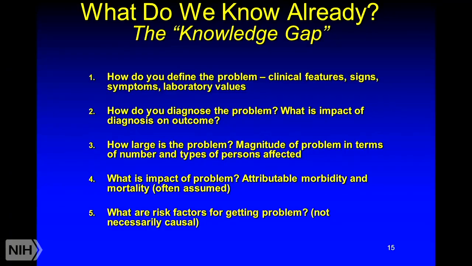So the next thing is, how big is the problem? Is this a really common problem so that the number of people affected is very high and would have a bigger public health impact, or is it something that's rare, but even if it's rare, has a huge impact on the people that actually have it? And that's the fourth question, looking at the impact in terms of attributable morbidity and mortality. And this is often assumed in terms of people will say, well, disease X is very prevalent, but if the more minor stages of that disease are prevalent, then it's not as big an issue.